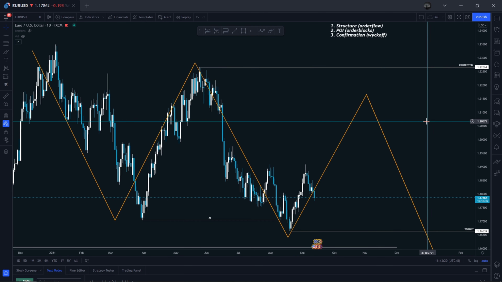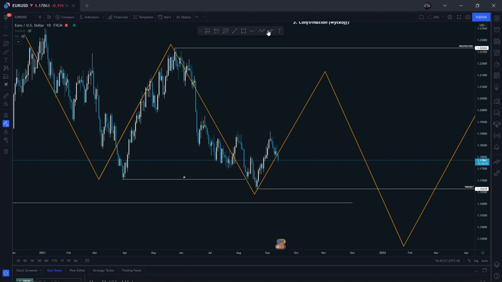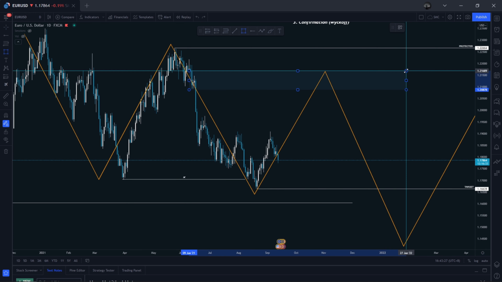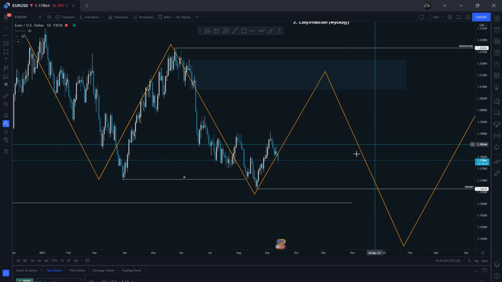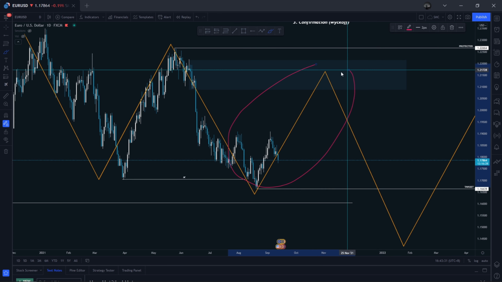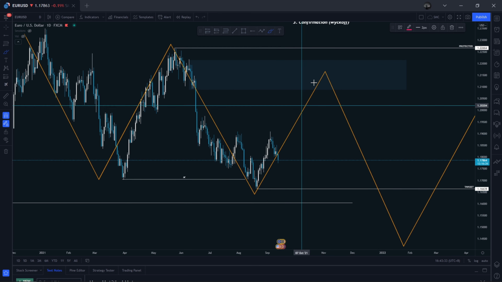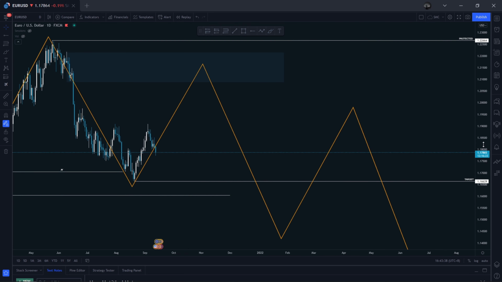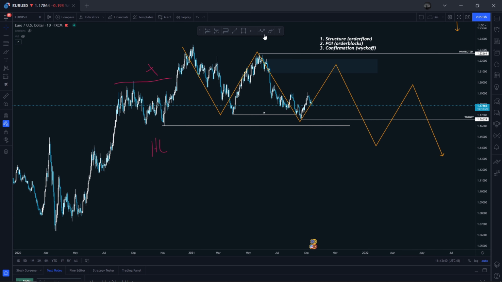So right now, what do you see as I drew? We're expecting a pullback. A pullback to where? Maybe an order block right here. So price could go on the much lower time frame, form bullishness, just come to mitigate and fill that order block, so it can continue, breaking the structure right here and creating a new lower low.